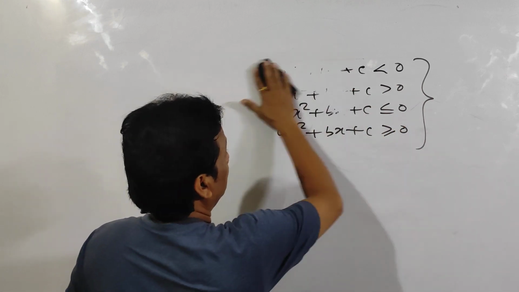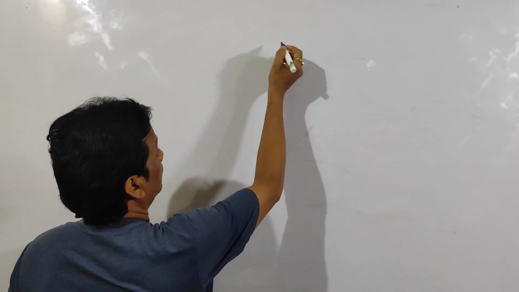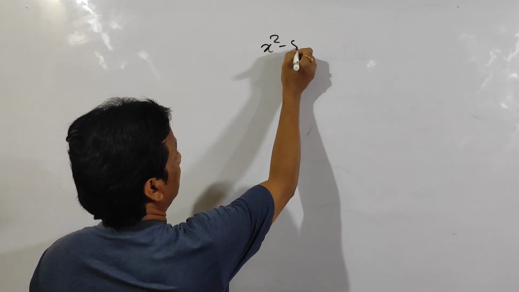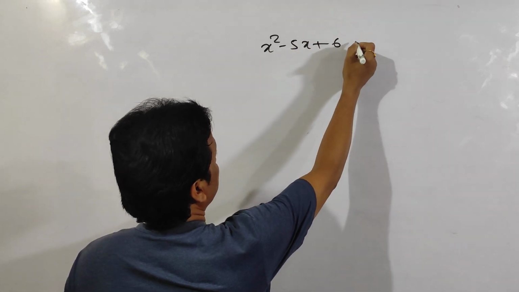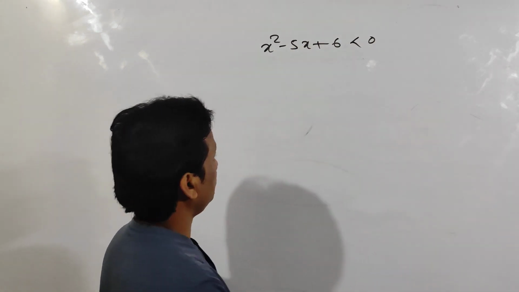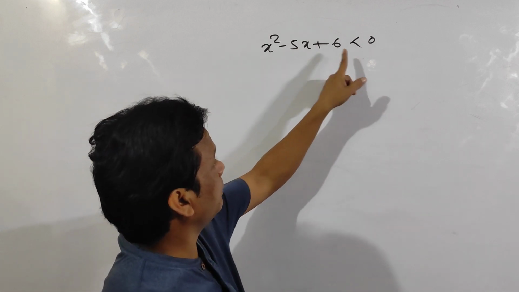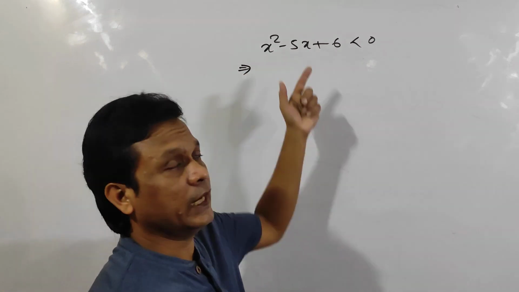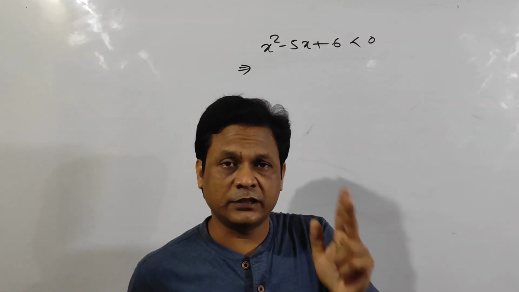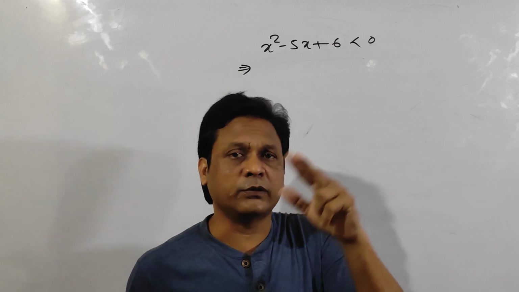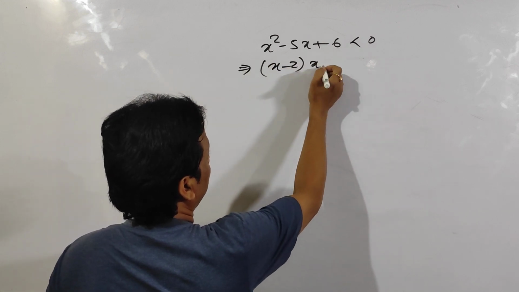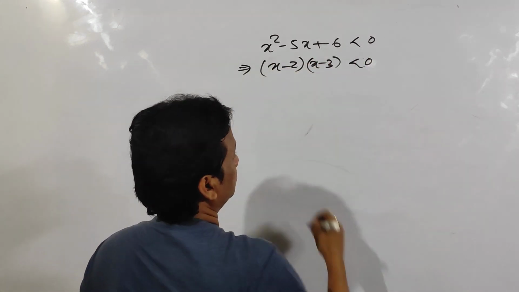See here. I am going to give you examples by which you can do the problems. x square minus 5x plus 6 is less than 0. Clear? And the same example I will give you for 4 cases. Simply you can solve this either by middle term factorization or by quadratic equation. Okay, so this one: x minus 2 into x minus 3 is less than 0.